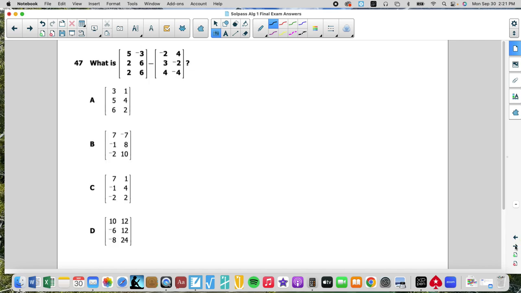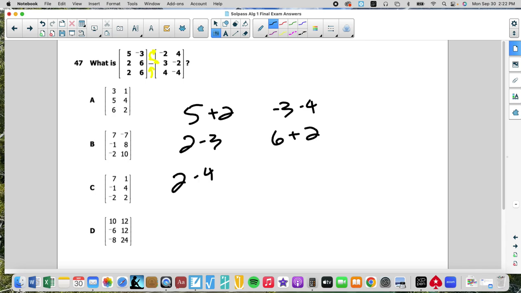Now, the only difference about this, we have to be very careful because that is subtraction. And that goes out to each and every single point. So I'm going to do 5 and negative, the opposite of negative 2 is plus 2. And then we have negative 3 minus 4. Then we have 2 minus 3. And we have 6 plus 2. We have 2 minus 4 and 6 plus 4. So that's the operation I'm doing for each cell.